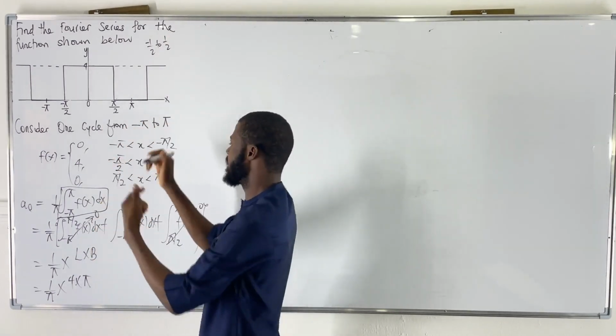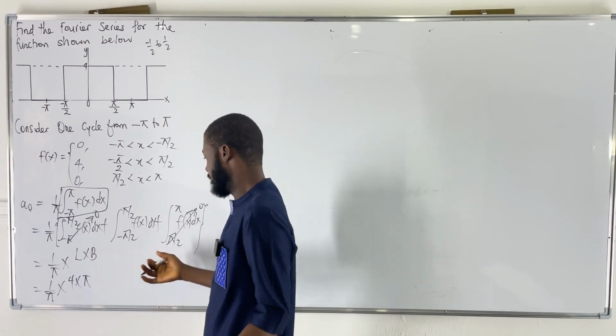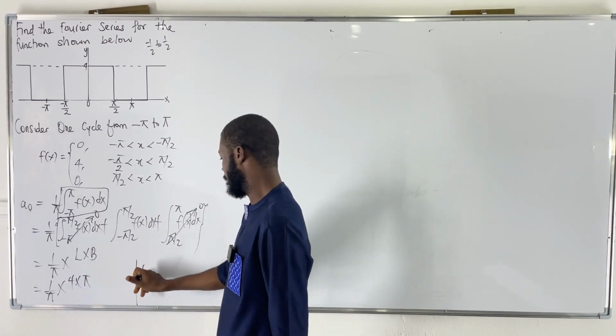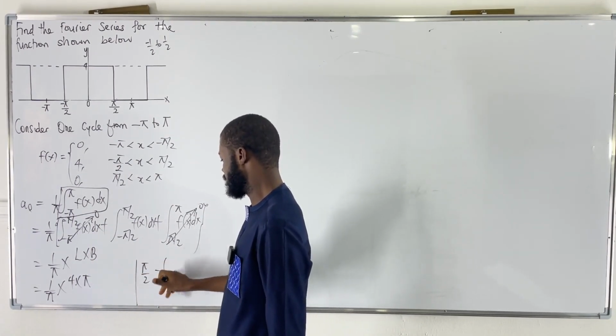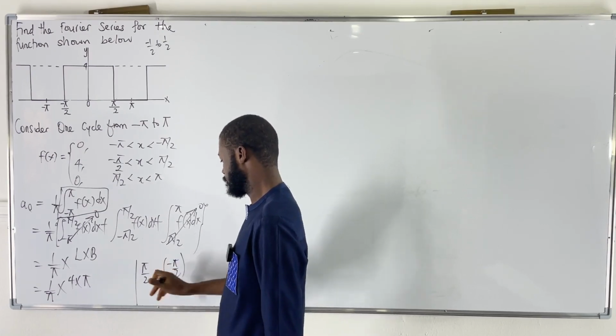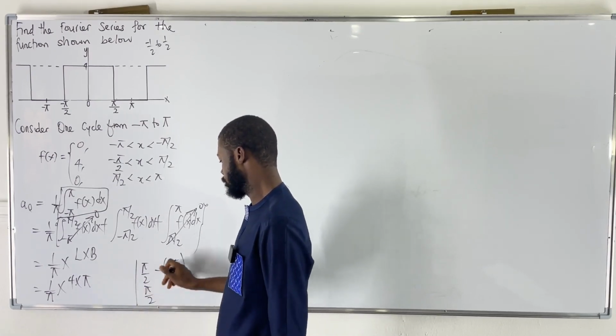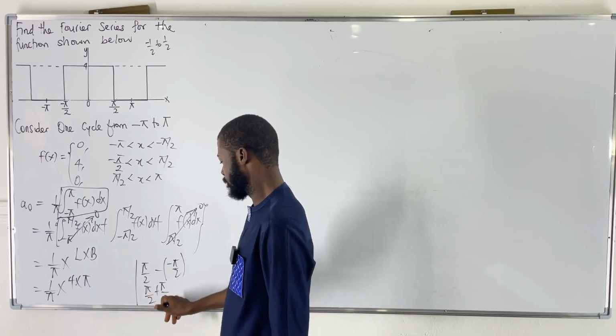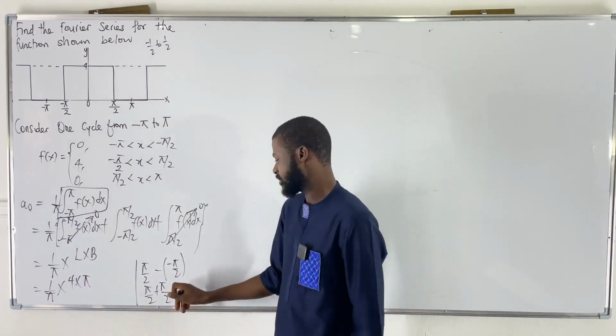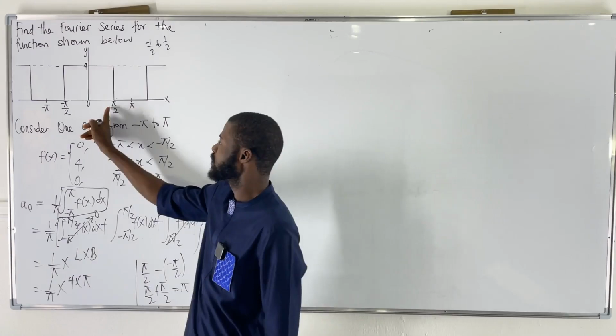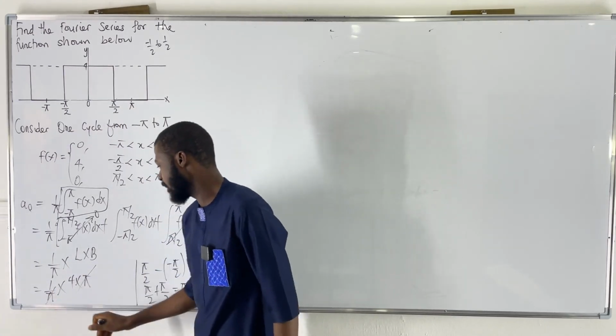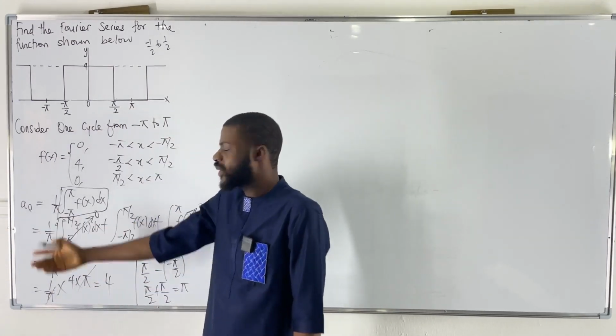So you could do this by saying, let me just show you. This will become pi over 2 minus minus pi over 2, so this is pi over 2 plus pi over 2. Remember, when you add up 2 halves, you just have pi. So the distance between this is pi. When pi cancels out pi, this will be 4. So a naught is 4.